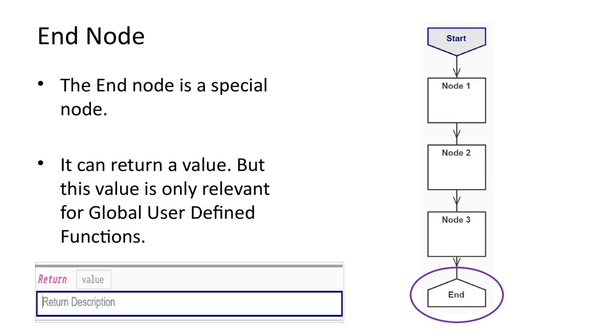The end node has an additional option to return a value. This is only really relevant when working with global user-defined functions. They allow a whole flowchart to be treated as a single function and inserted into another flowchart. Such a flowchart may need to return a value. We will cover global user-defined functions in a later course.